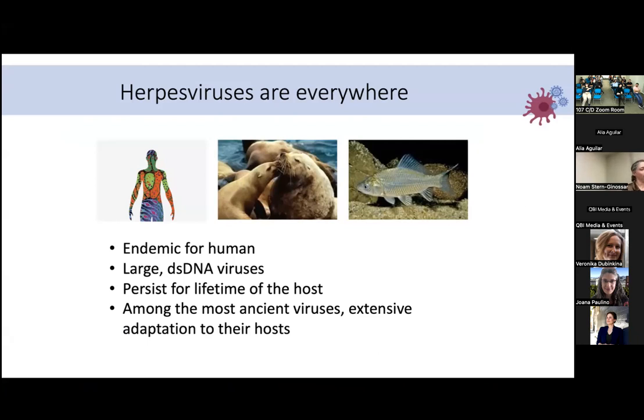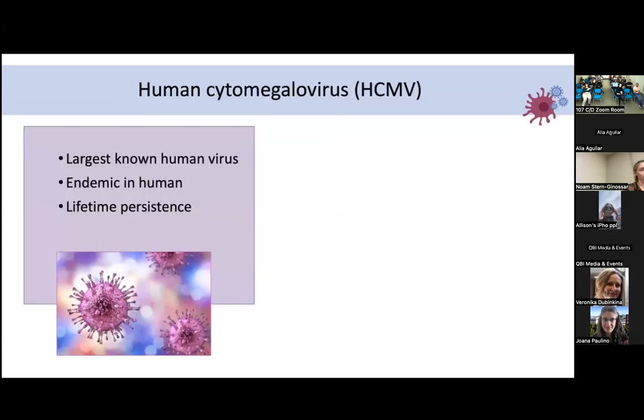And this property was designed along many evolutionary years. So these are really, really well adapted to the host. And I think this makes them an amazing tool to study viral host interaction because nothing is done by mistake. So specifically, CMV is the largest known human virus, almost half the size of bacteria, 240 kb the genome. It's endemic to human, and like all other herpesviruses, it persists for life. So once you get infected, you never get rid of this virus.